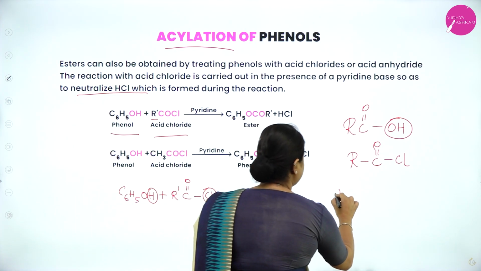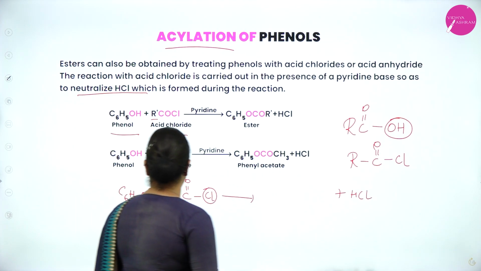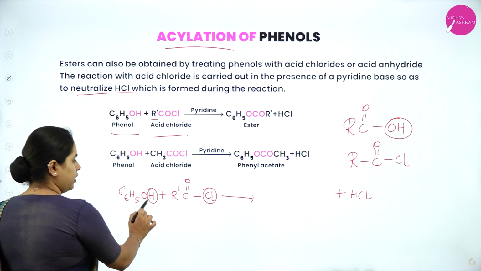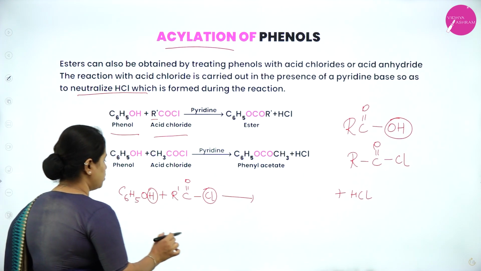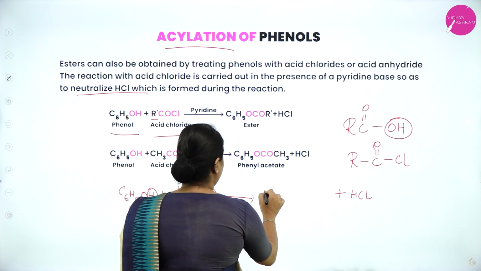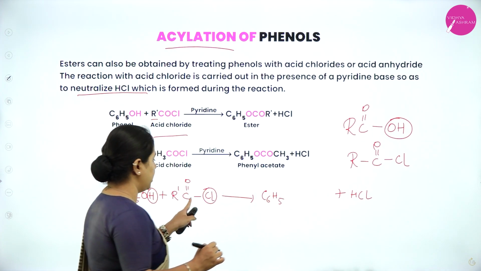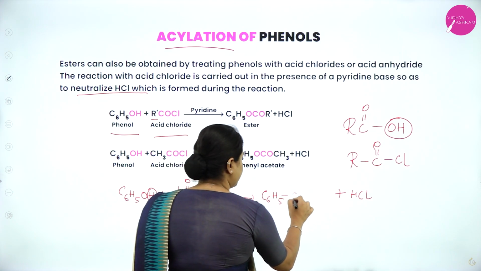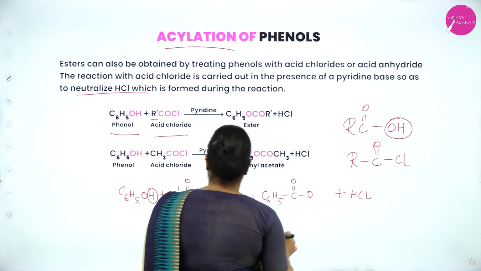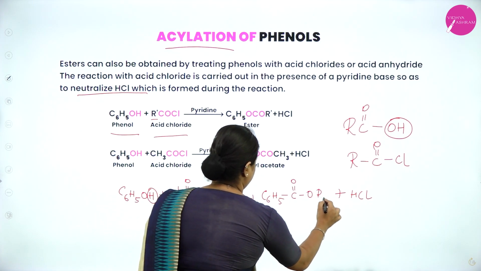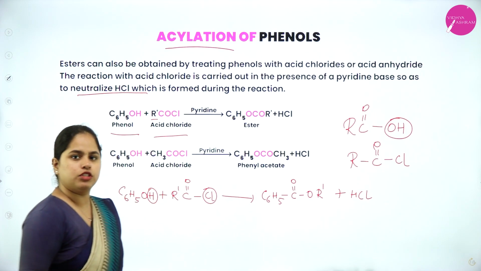Okay, so HCl will be removed. Then what is left behind? You have C6H5O and R-CO. So how can I write this? It will be C6H5 and you have O from here and CO from here. So we can write C double bond O and what is there? R dash also is there, right? So this is your ester which is being formed.